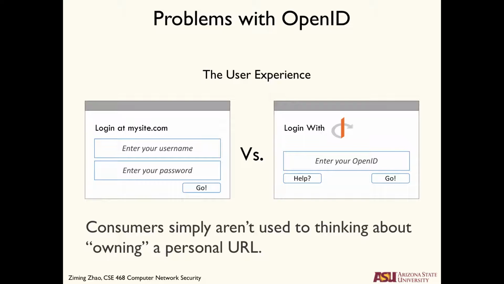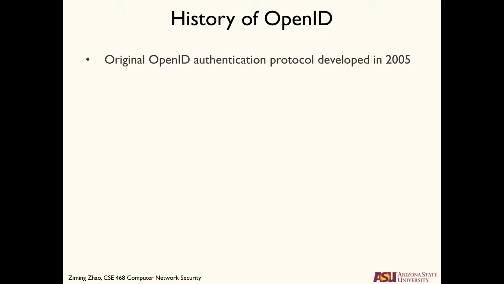We have been familiar with the concept of using an email address as my ID. So it's kind of weird for a lot of users to accept the concept of a personal URL as your global identifier. Because of all those reasons, OpenID was proposed in 2005, but how many of you have ever used OpenID? No? Not even one? So you don't have a URL like that? Okay.